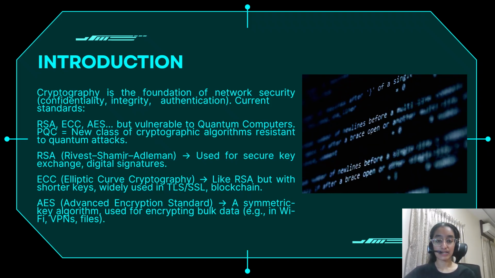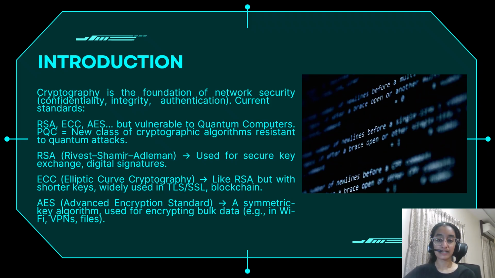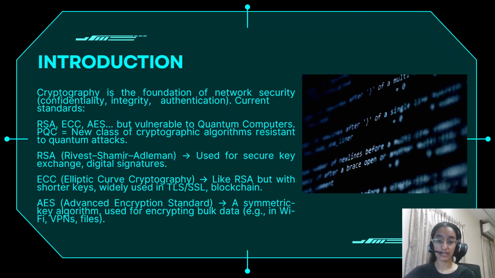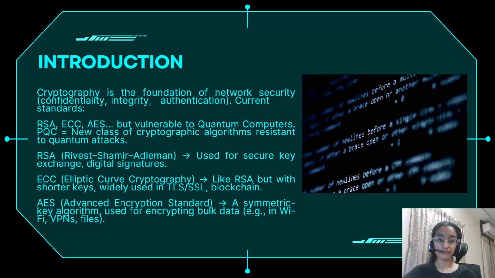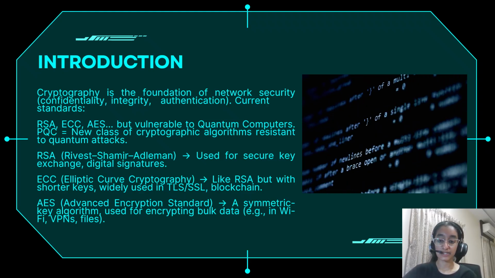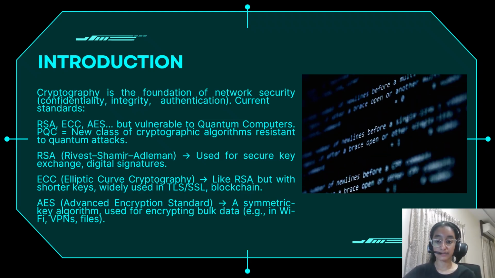AES, Advanced Encryption Standard, is a symmetric key algorithm used for encrypting bulk data. Examples like Wi-Fi and VPN files and so on all come under AES.